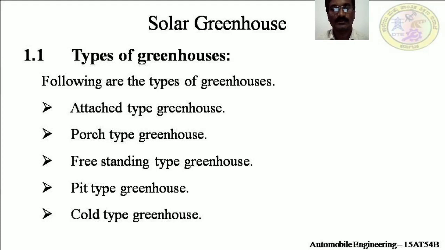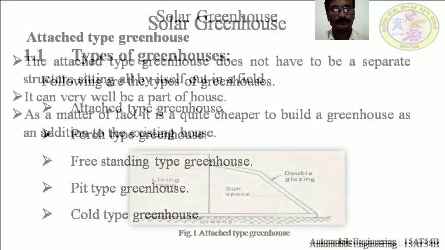The types of greenhouses. The following are the types of greenhouses as shown here. First one, attached type greenhouse. Second one, porch type greenhouse. Third, freestanding type greenhouse. Fourth one, pit type greenhouse. And last one, cold type greenhouse.